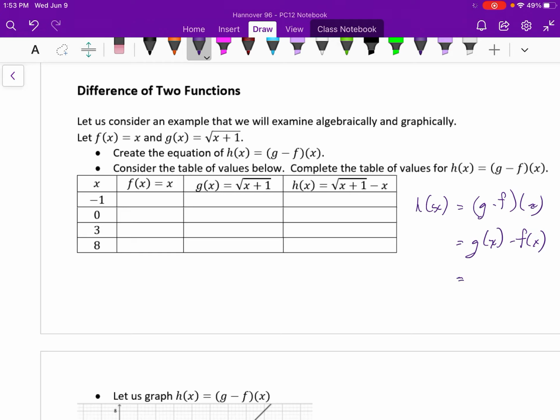The g of x function is defined by the expression root of x plus 1. And we need to subtract f of x, and that is just simply x. Keep in mind that it's the expression on the right-hand side that I'm using.